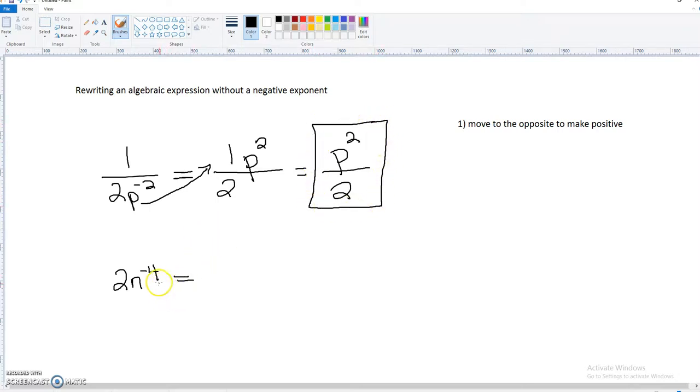Now let's look at this one. This one, of course, is a little bit different, but remember, all whole numbers can be written as a fraction, which means we can write this over 1. So looking at this, 2 has no exponent, so it's simply staying where it's at. But this n to the negative 4, again, it does have a negative exponent, so that means it has to move. So since it's on top, we're moving it down to the bottom, and then making that exponent positive.